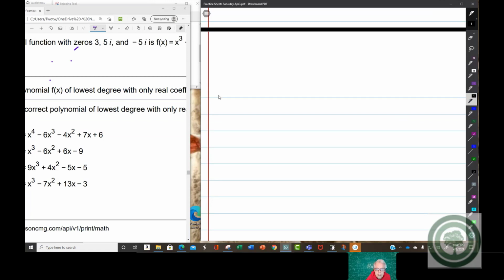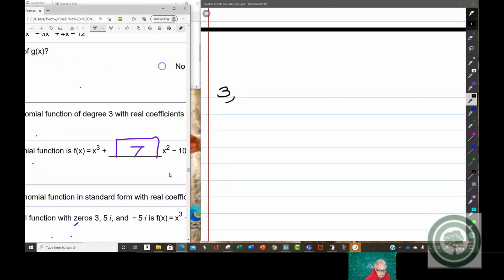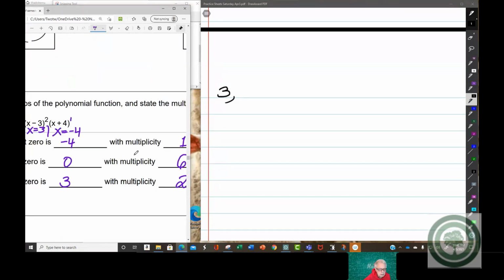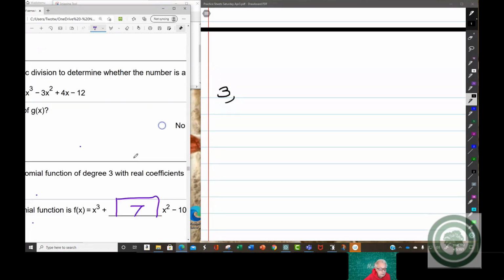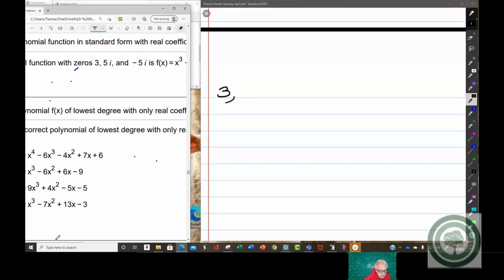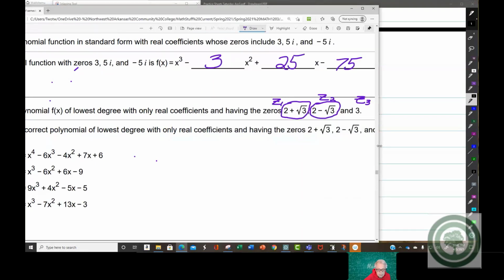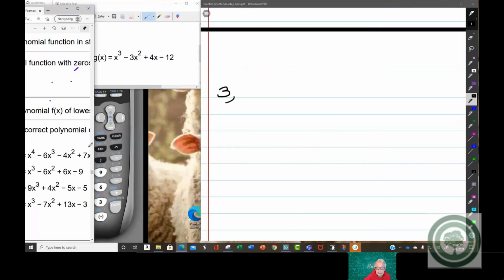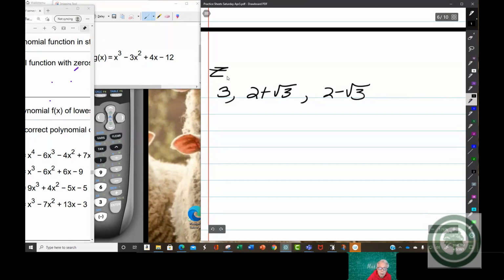So here we've got our zeros. I'm going to put 3 first instead of the irrational numbers, just because I want to. There. 2 plus the square root of 3, 2 minus the square root of 3. So now this will be Z1, this will be Z2, this will be Z3. Have I done anything terrible?